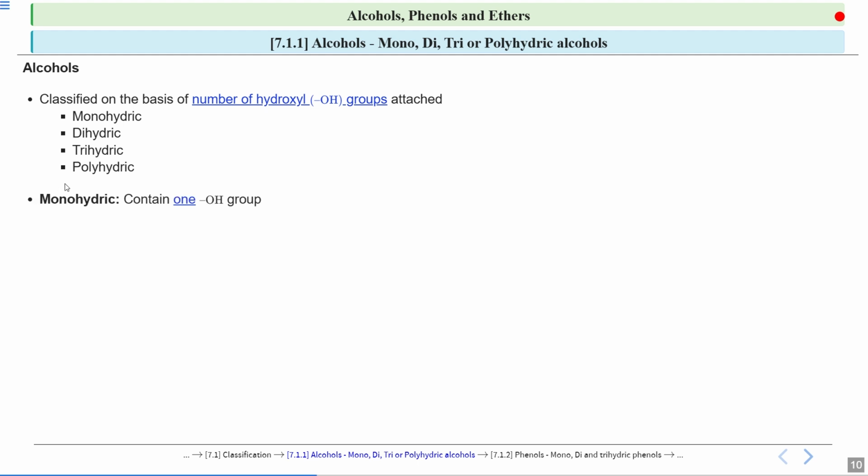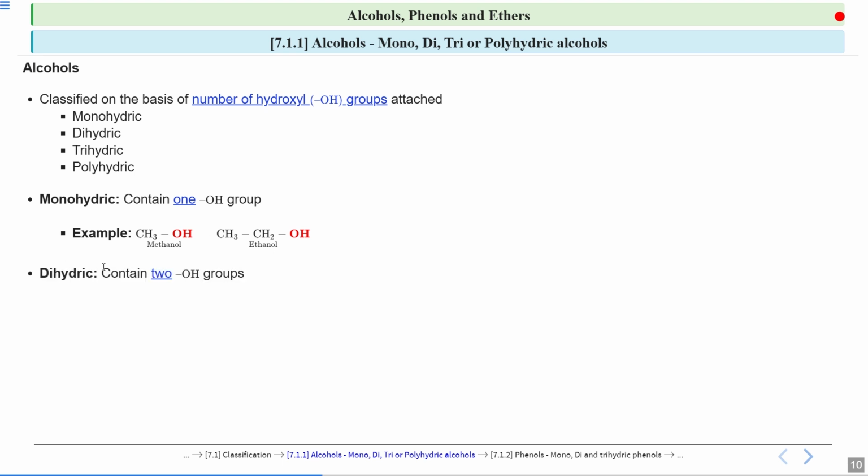So monohydric contains one hydroxyl group. So mono means one. Alcohols where the number of hydroxyl groups is one are monohydric. For example, methanol and ethanol. You can see the first one, that is methanol. This is an alcohol containing one hydroxyl group. The second is ethanol. This is also containing only one hydroxyl group. So that's why they are monohydric.